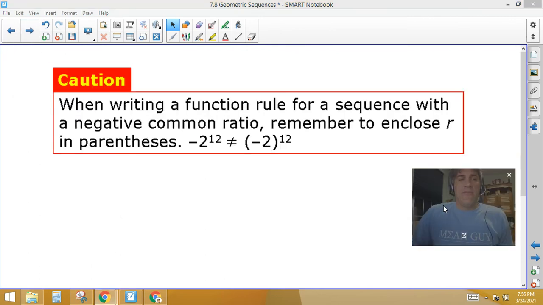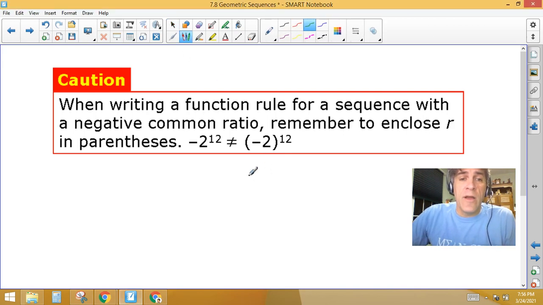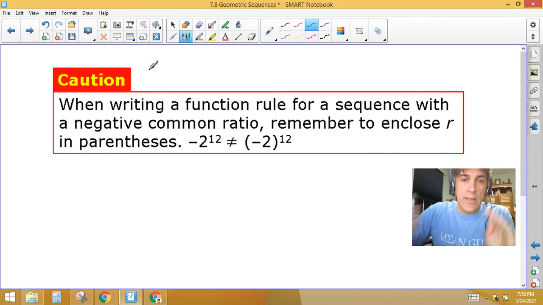The last little tidbit of information: if you do have a negative R, if you find your common ratio is negative, you have to put it in parentheses. The reason you have to put it in parentheses is, recall, a negative number needs to go in parentheses with an exponent. Otherwise, it won't work out properly, especially if we use a calculator for this, okay? So if your R is negative, be sure you are using parentheses.